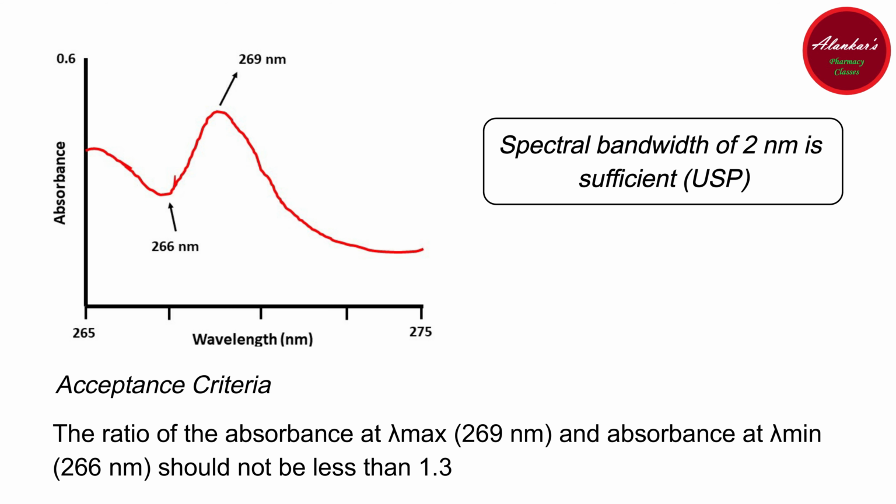Now this is the representative graph of the toluene in hexane solution. In the case of resolution, spectral bandwidth also plays a very important role. If the spectral bandwidth is more than 2 nanometer, the peak shown in this graph will be broader, and in this case there may be insufficient resolution. The acceptance criteria in this case is that the ratio of absorbance at lambda max, that is 269 nanometer, and the absorbance at minima, that is 266 nanometer, should not be less than 1.3.